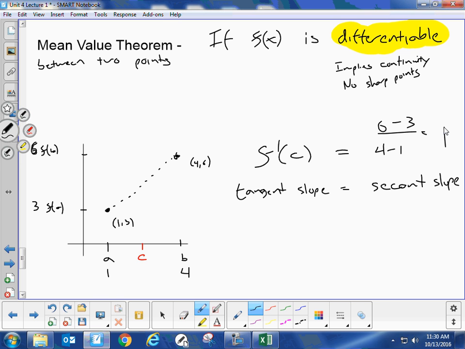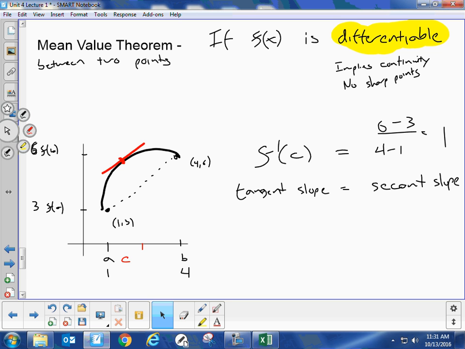I will do one, and you will not do the same one. You'll do something different. There is my function connecting 1, 3, and 4, 6. It is continuous and it is differentiable. I'm looking for a location where my tangent slope is equal to 1. Well, it appears that right around here, I have a tangent slope that'll equal that secant slope. So my C value is over here. Mean value theorem works. There you go.